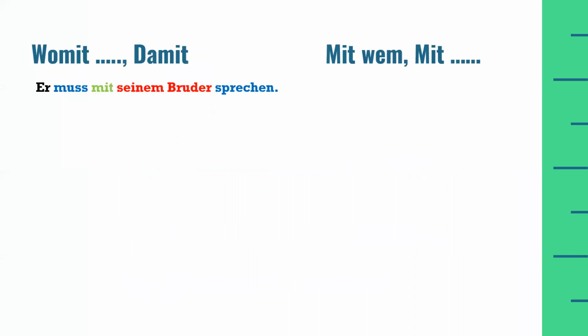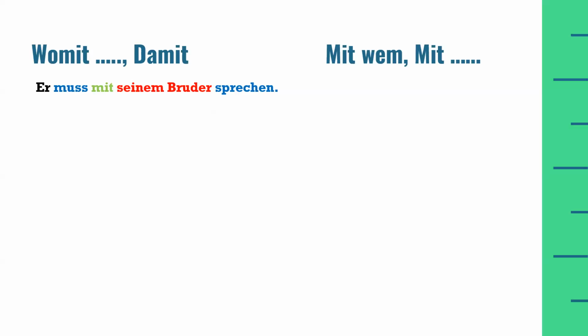Now let's have a look at a sentence in which we use this mit preposition. Er muss mit seinem Bruder sprechen. He must talk with his brother. It's a sentence where we are using one modal verb, muss, and it is conjugated according to the subject of the sentence. Whenever we use a modal verb, the main verb is used in infinitive form at the last position of the sentence. So this is what we have done here, and we have used the mit preposition.